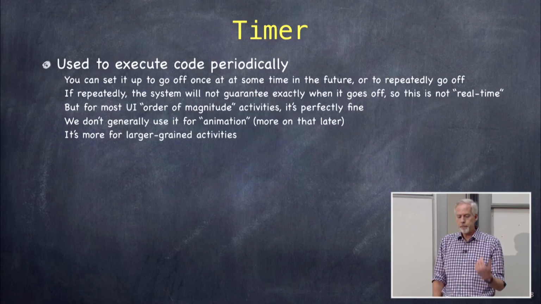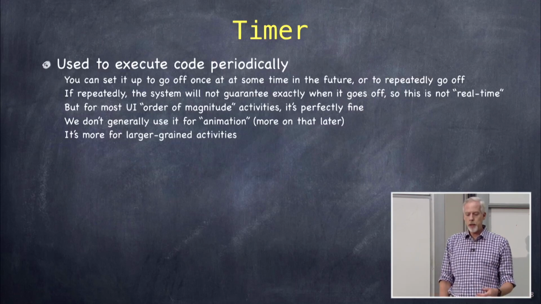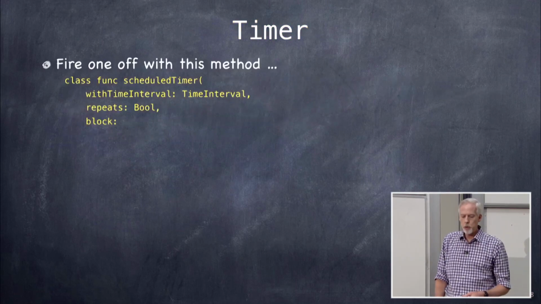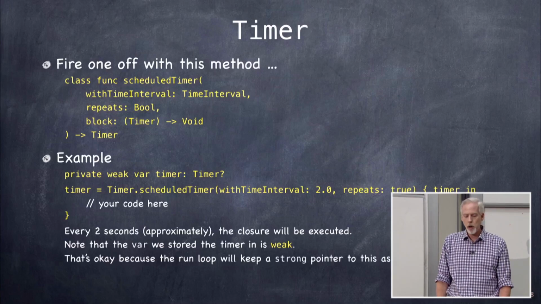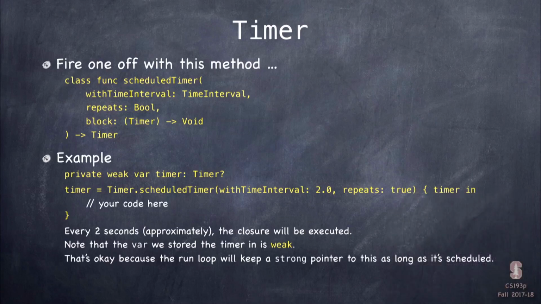So how do we use timer? The easiest way is to use this class function on timer called scheduled timer. It only has 3 arguments. One is the time interval to wait until it executes, another is whether it repeats, keeps doing it, and the third is the block of code, which is a simple little block that takes a timer as the argument and returns nothing. And it'll just execute that code. So it could not be simpler.